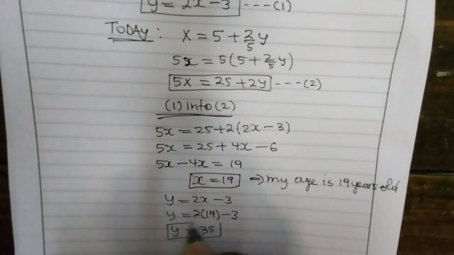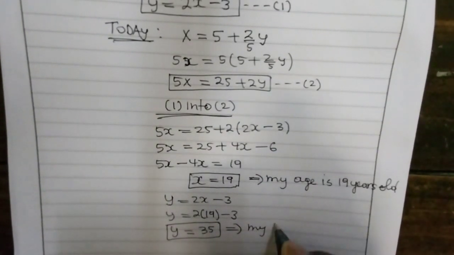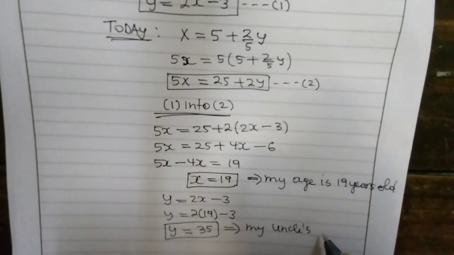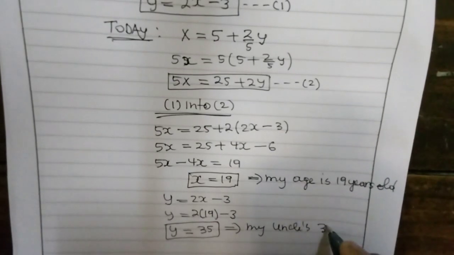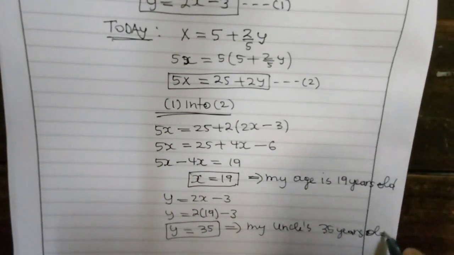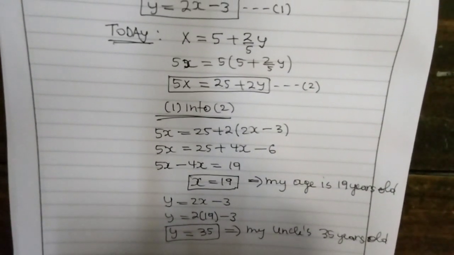Ladies and gentlemen, I have the value of Y. Therefore, my uncle's age is 35 years old. So ladies and gentlemen, we have found the age of my uncle and my own age.